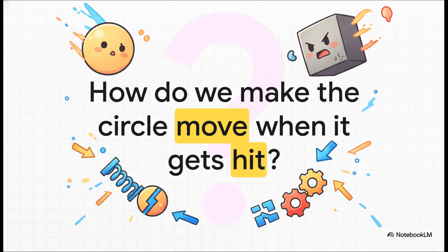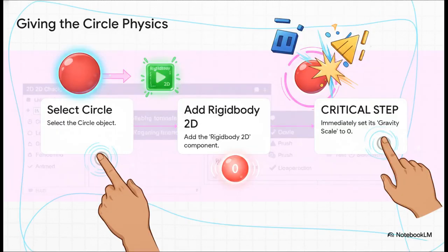So this leads to the very obvious next question, right? We've made our player a physical object that can be stopped by a collision. So how do we give that same physical substance to the circle so that it can be moved by a collision? How do we make it react? And I'm pretty sure you've already guessed the answer. We need to give the circle its very own Rigidbody 2D.